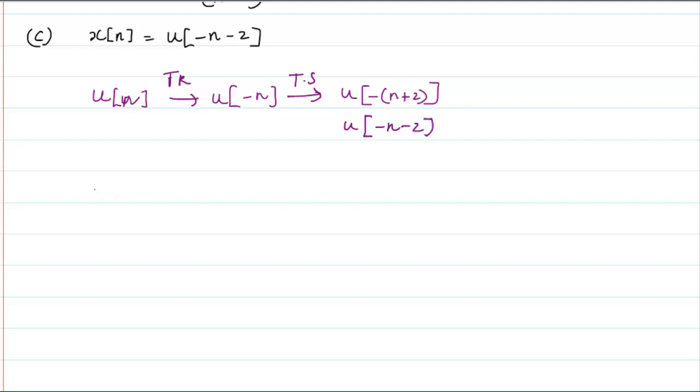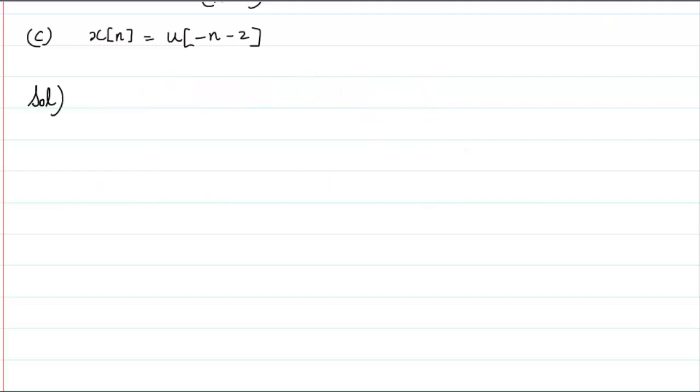You can also do it like this: u of n, first you will find out, then we will try to find out u of n minus 2. So what is this? This is time shifting, and then we can find out time reversal, which is u of minus n minus 2, because we have applied time reversal only to the time function, which is n. Okay, so these two methods we can do. We will do the second one here.